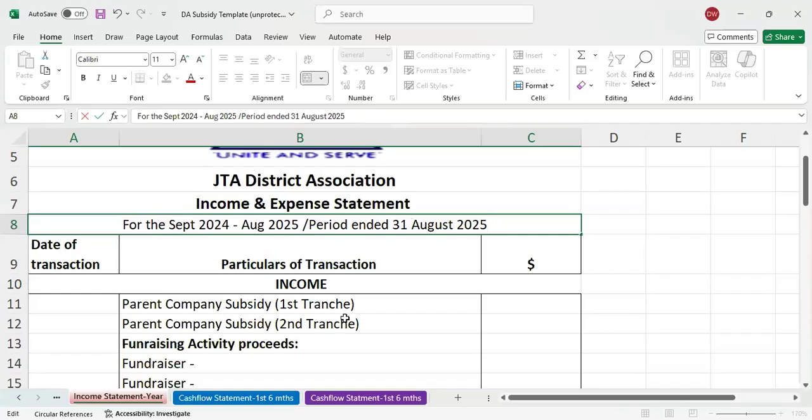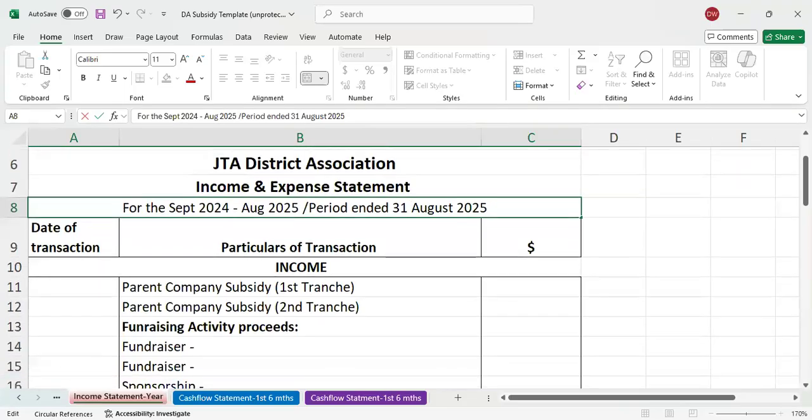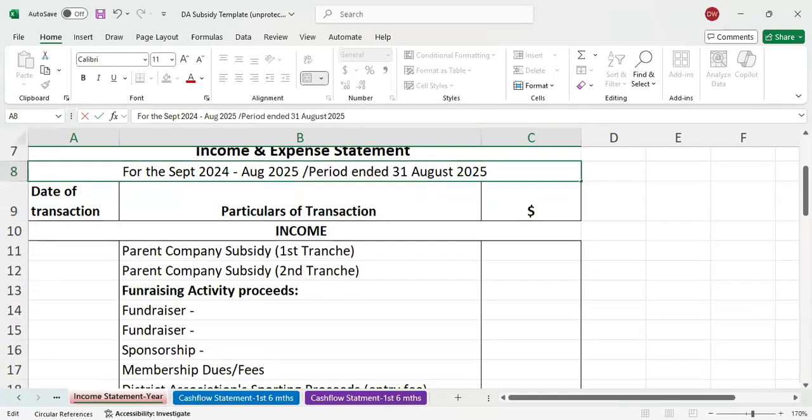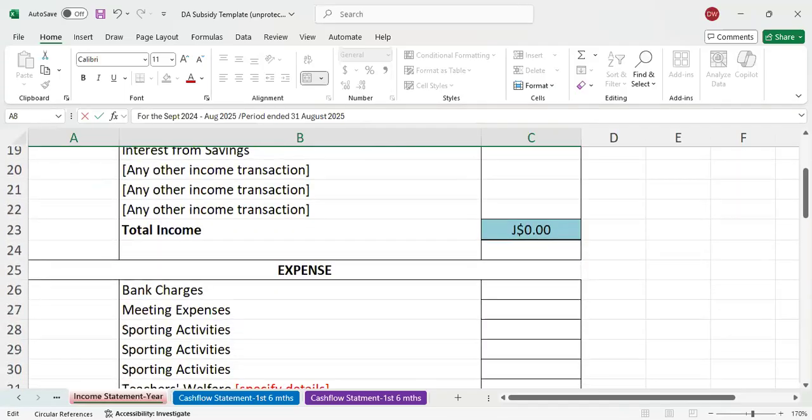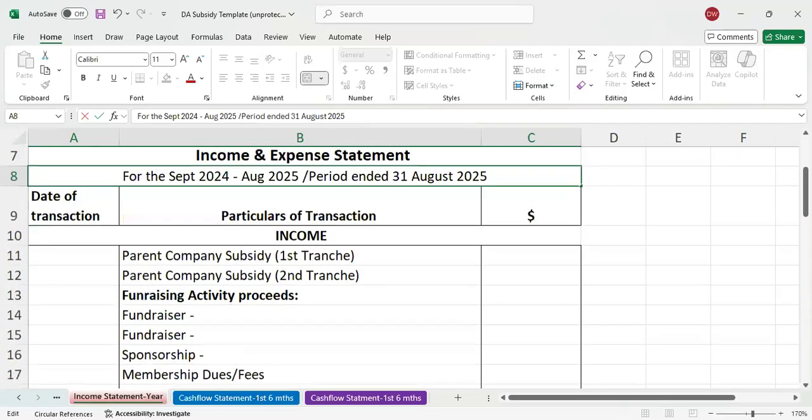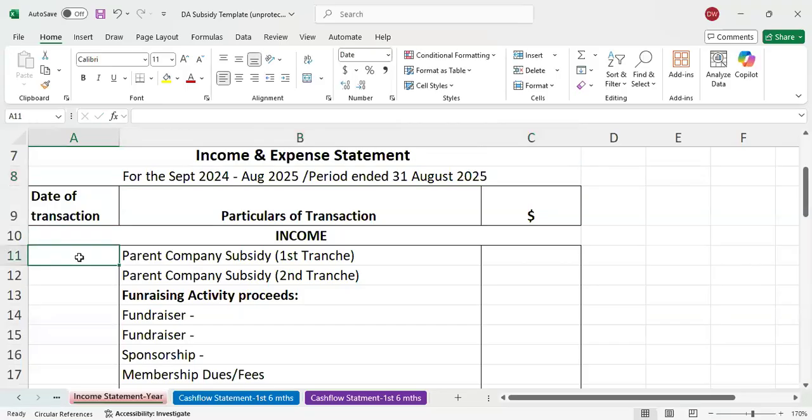All right. So on this spreadsheet or document, there are two sections. One, the income section, and at the bottom, it will have the expense section. So let us begin. It is very important as well for the dates of the events or activities to be entered on the spreadsheet.